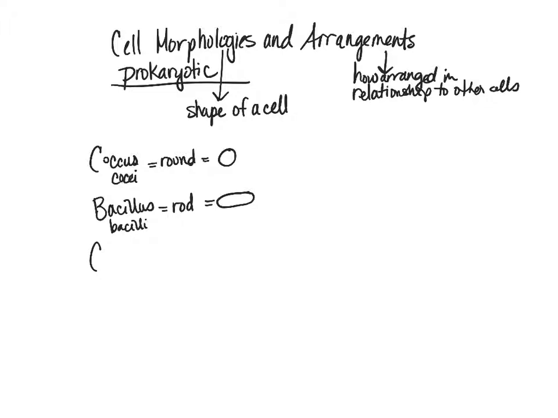Then putting those two together, coccobacillus, or plural, coccobacilli. So what was this again? Good. So it's a combination of the round and the rod, right? So coccobacillus. Not as long as our bacillus, not as round as our coccus, something in between there. Good. So then we also have our vibrio. Do you remember what vibrio is?